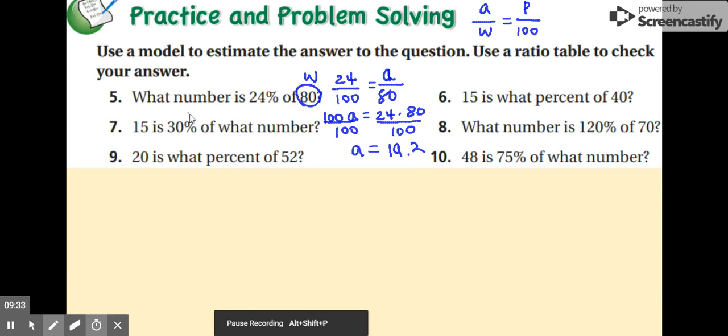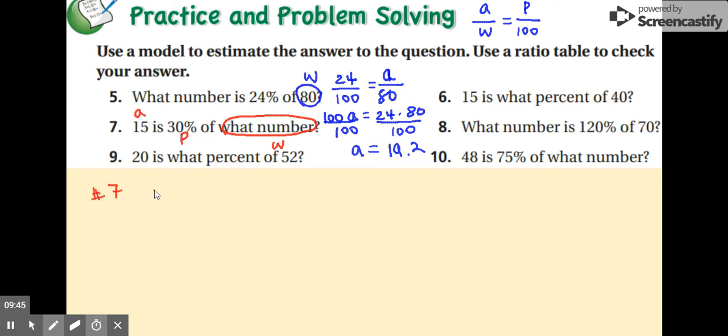For number 7, we have percent and of what number? So we are looking for W, and we already have the part. So for number 7, part to whole is 30 out of 100. So if you solve this, then you will get the whole unit.